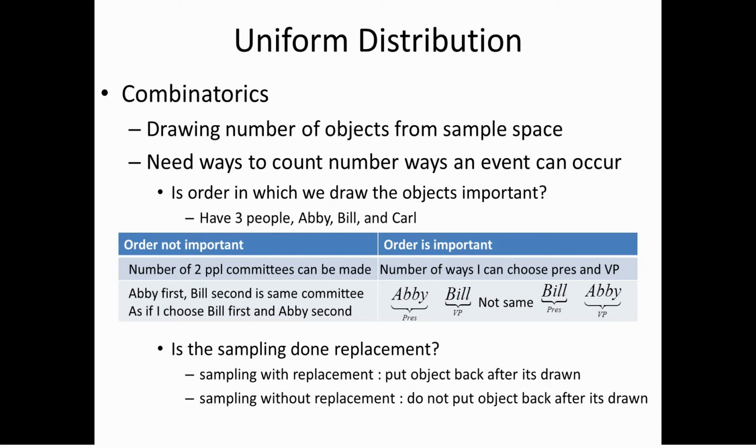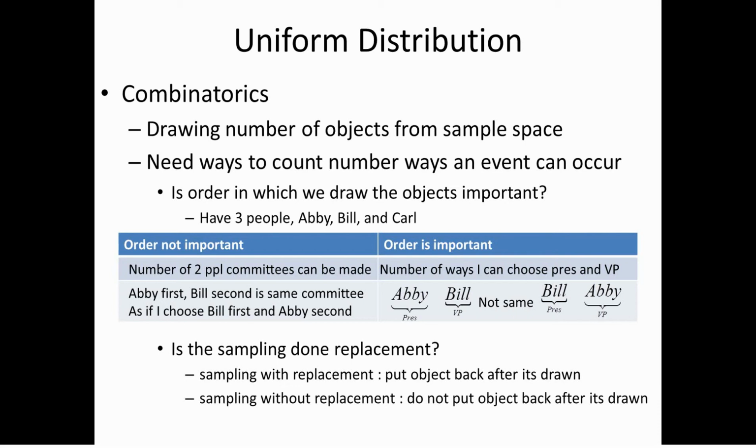Because notice the order in which I choose those people for the committee doesn't matter. A committee is just a set. So if I choose Abby first and Bill second, that's the same committee as if I chose Bill first and Abby second. Okay. So here the number of ways I can draw 2 person committees does not depend upon the order in which the people are drawn.